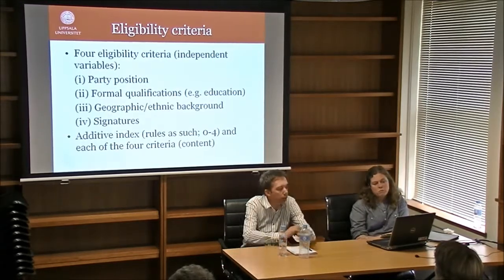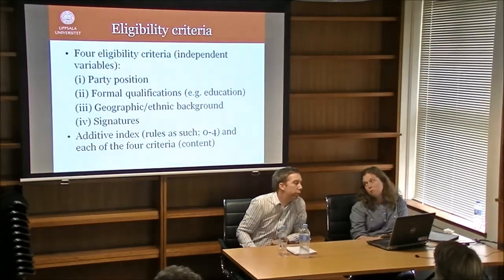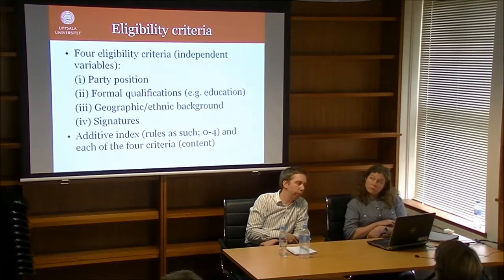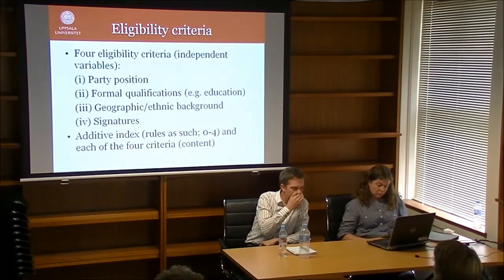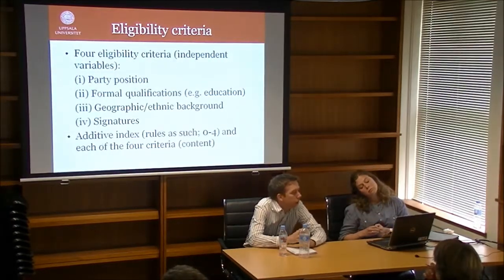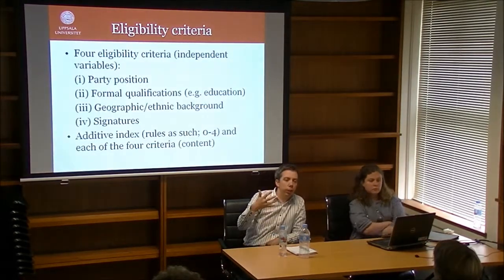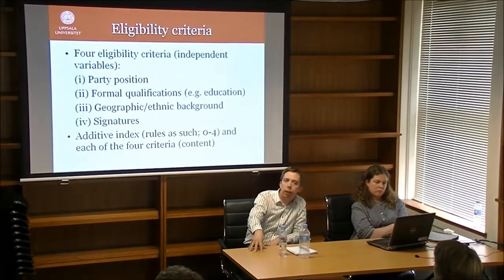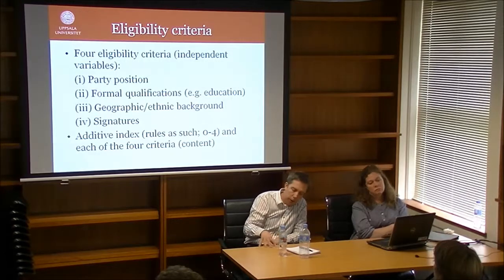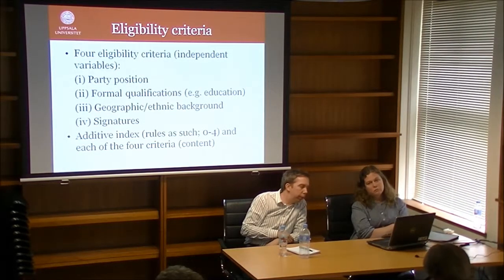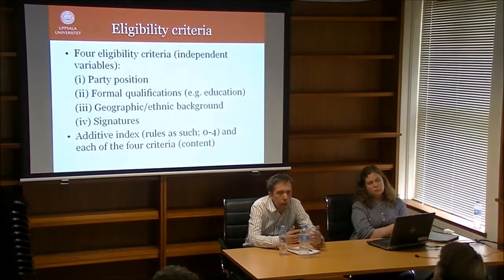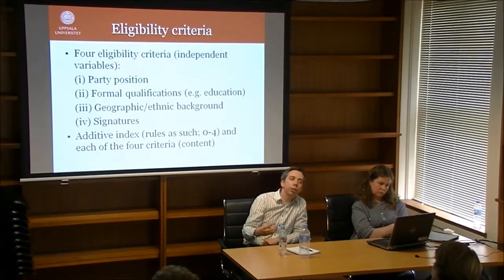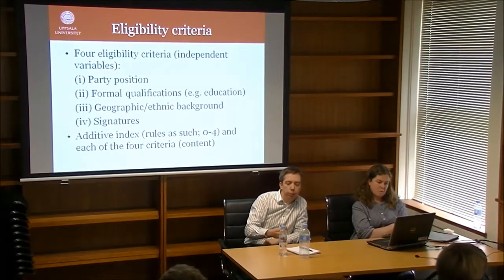The first one is on party position, and it is a requirement that in order to be eligible, you have to have a certain formal position within the party. So not anyone can just try to stand for election, but you have to have a certain position. The second criterion is formal qualifications, such as level of education, so to speak. The third one is related to the background of the person when it comes to ethnic background or geographic background. So it's more that kind of limitation. And the fourth one is related to what kind of support base you have in the community, which is related to collecting signatures. So you need a certain number of signatures to be able to run for office.